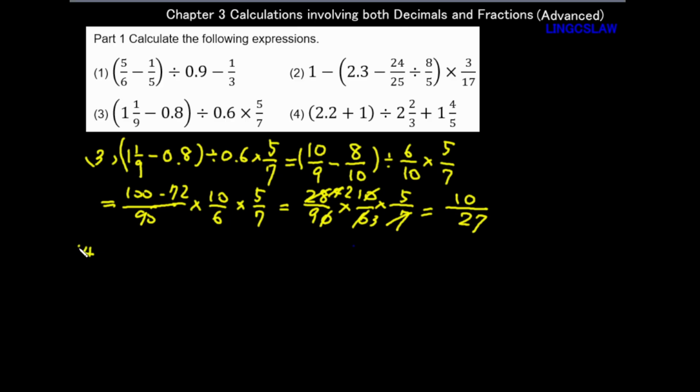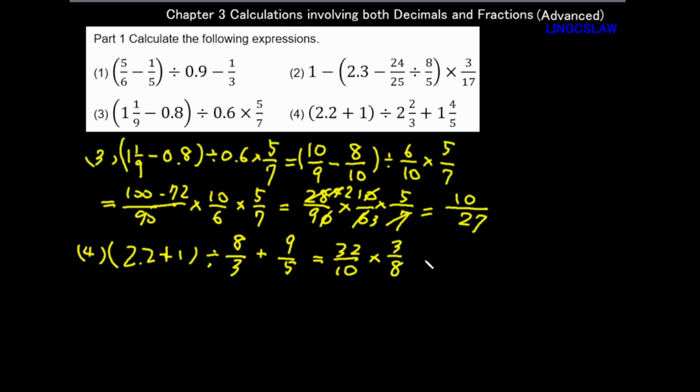Number 4. 2.2 plus 1 divided by, okay, 2 and 2/3. 2/3 makes this part an improper fraction. 2 times 3 plus 2 is 8 plus, again make this part, 5 times 1 plus 4 equals 9. 2.2 plus 1 equals 3.2, and 3.2 is 32 over 10, divided by, make this multiplication, so change the denominator and the numerator.